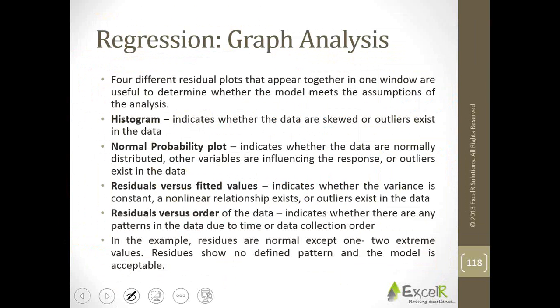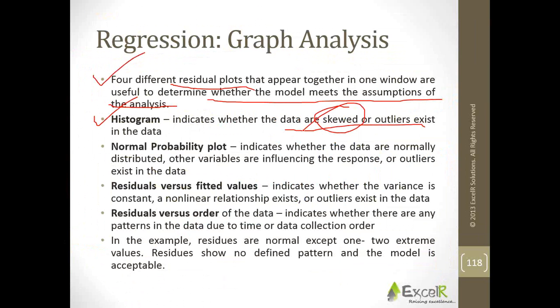These things we have discussed. So these 4 residual plots that we have seen are going to help us check whether the model meets the assumptions of the analysis or not. Histogram: it should not be skewed and there should not be outliers. Skewness and all we'll discuss in MBB in detail. Normal probability plot.